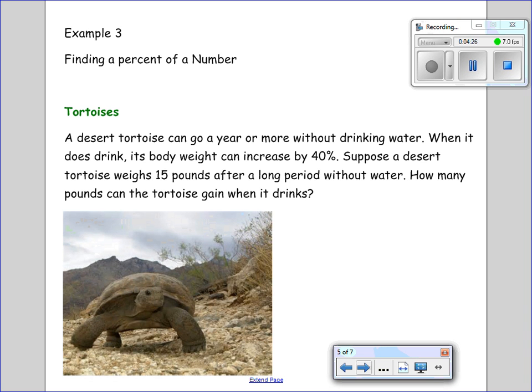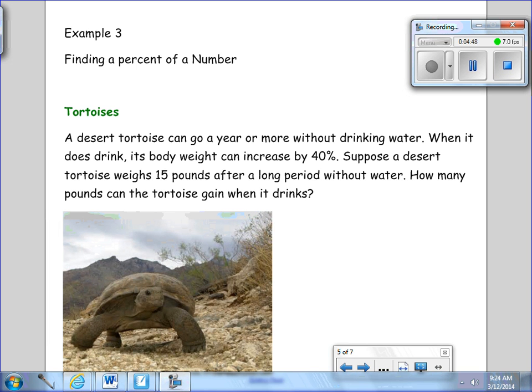Well, we're going to talk about tortoises. A desert tortoise can go a year or more without drinking water. When it does drink, its body weight can increase by 40%. Suppose a desert tortoise weighs 15 pounds after a long period without water. How many pounds can the tortoise gain when it drinks?